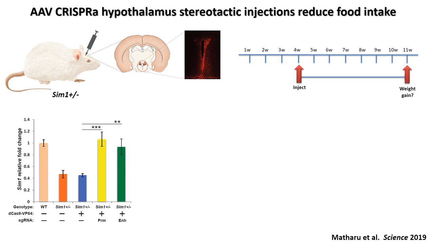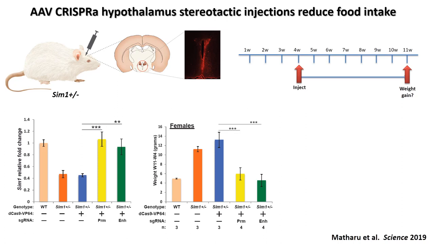Here on the bottom left, you can see the expression of SIM1, and again we plot wild type as 1, and all the other mice are heterozygous mice. So in orange are uninjected heterozygous mice, and you can see they're about half. In blue are heterozygous mice that were injected just with the activator without the guide as a negative control, and you can see that they're also about half. And in yellow and green are the promoter or the enhancer rescued mice, and you can see that we're getting SIM1 levels that are similar to wild type in the hypothalamus.